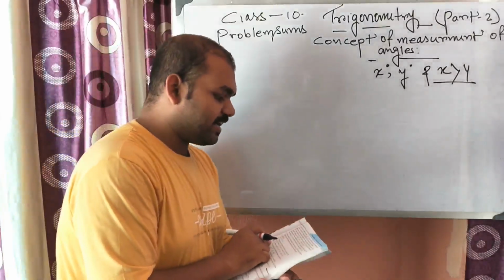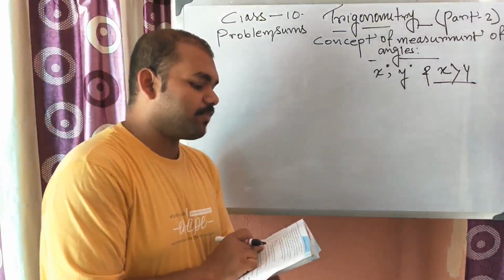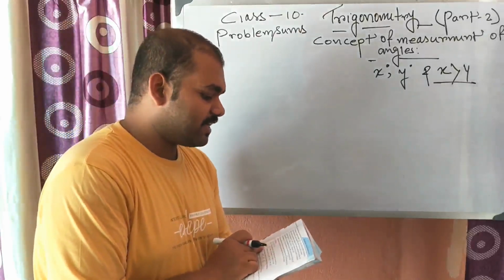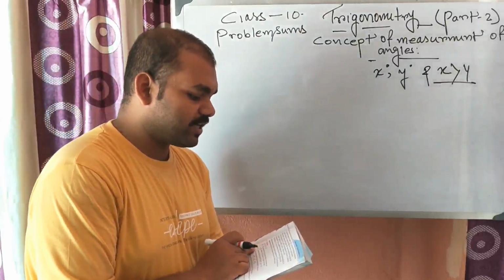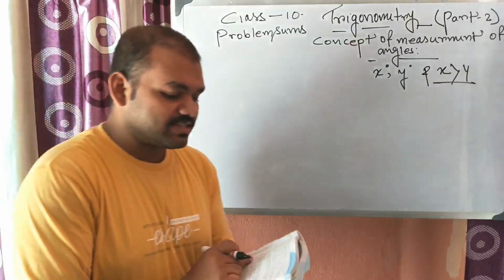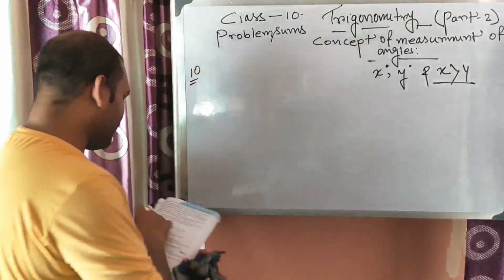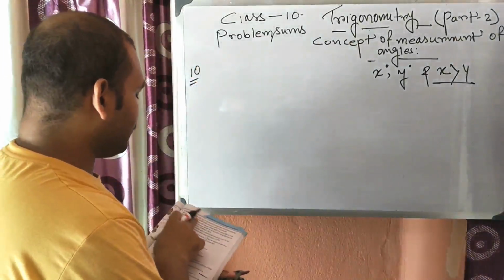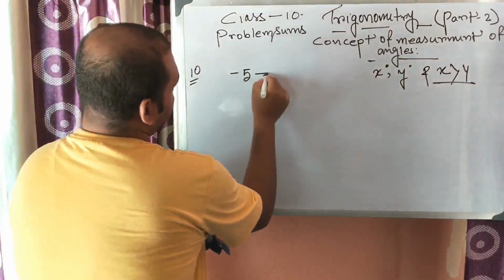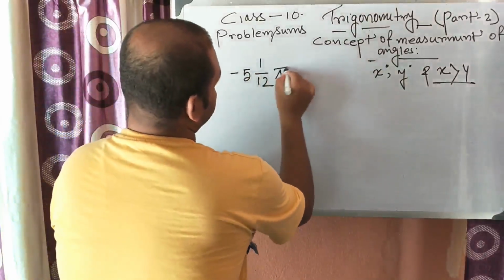A rotating ray makes an angle of minus 5 whole 1 by 12 pi. Let us calculate in which direction the ray has completely rotated, and thereafter what more angle it has produced. So total angle of rotation is minus 5 whole 1 by 12 pi.